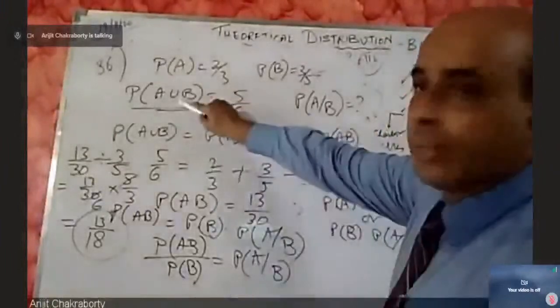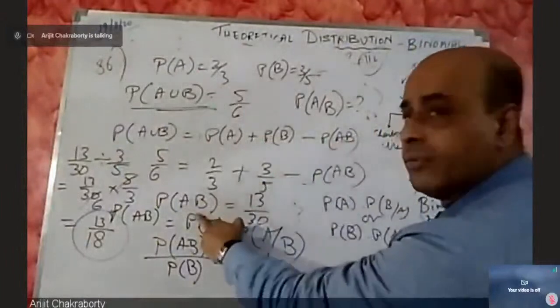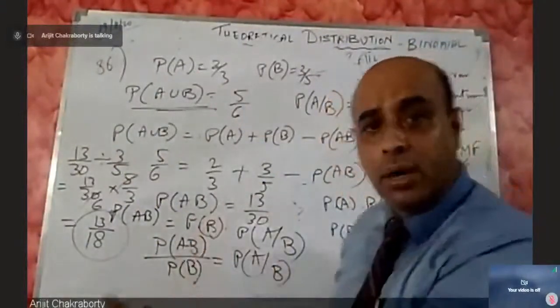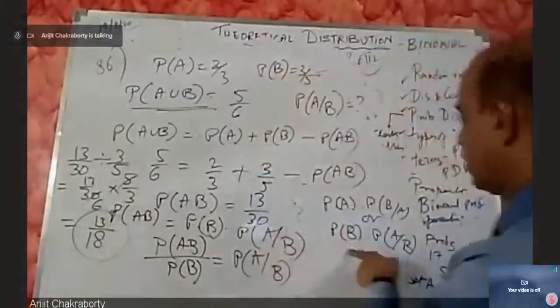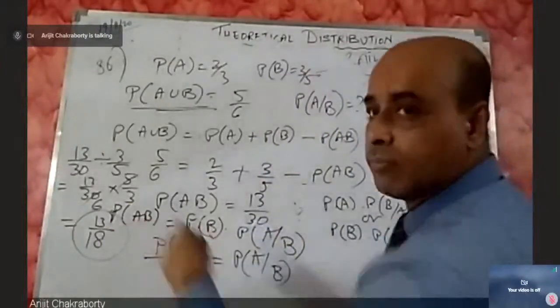So we took the P(A union B) formula, placed all the values, and we got P(A intersection B). From P(A intersection B) we used the conditional probability formula, P(B) into P(A by B), right? So we used the conditional formula and found out P(A by B) as 13 by 18.